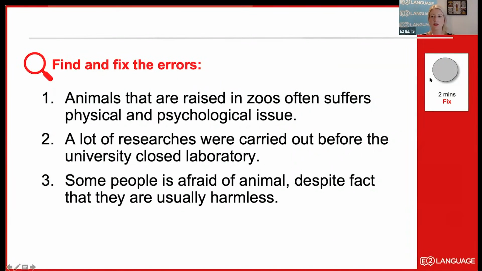3 sentences on the screen. I'll give you 2 minutes. If you can, please type the whole sentence, not just the correction. So 3 full sentences into the chat box. I'll leave it open, I think. All right, let's do it. Fix it up. Here we go.